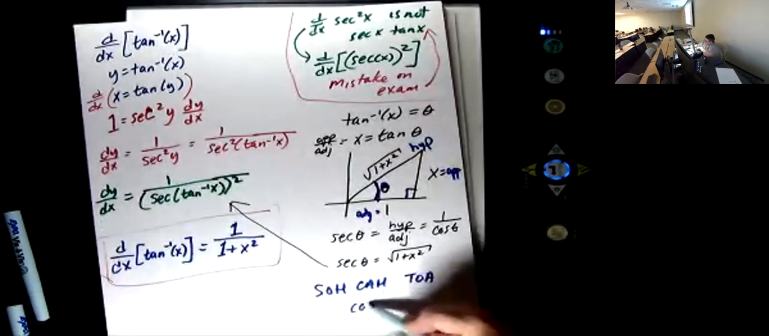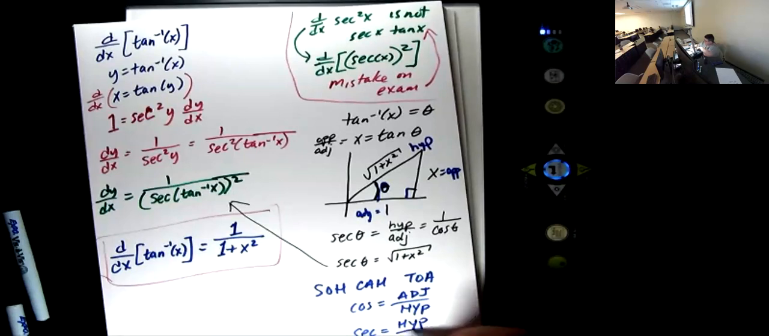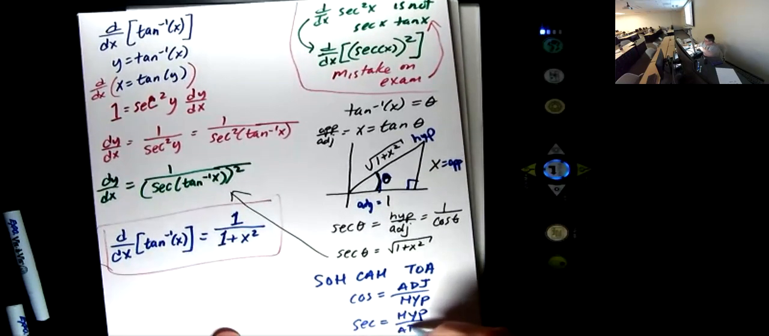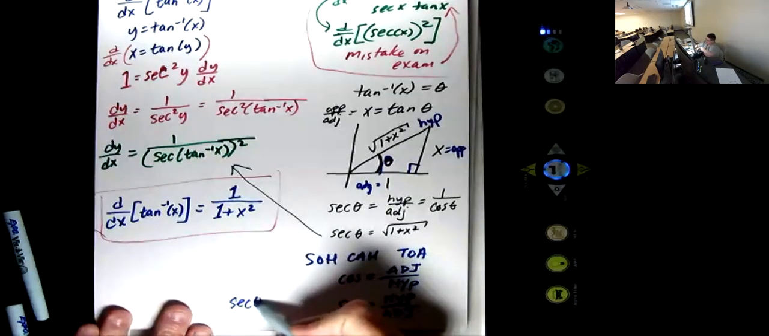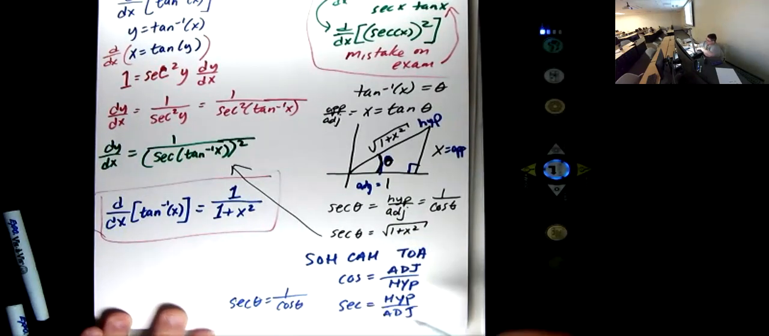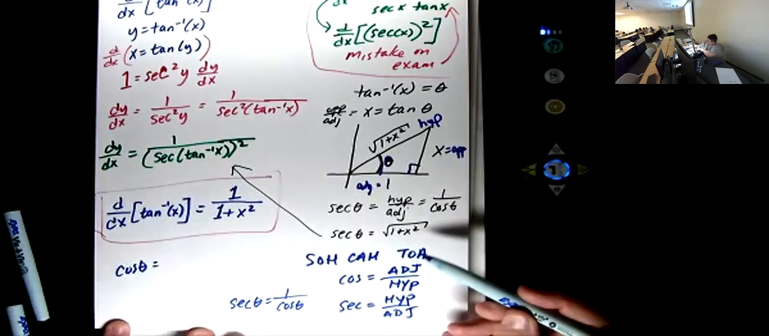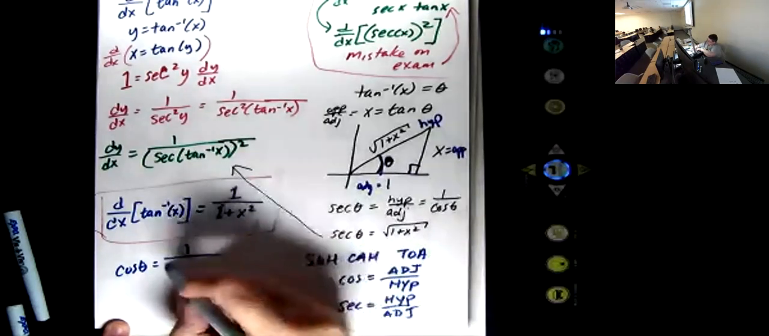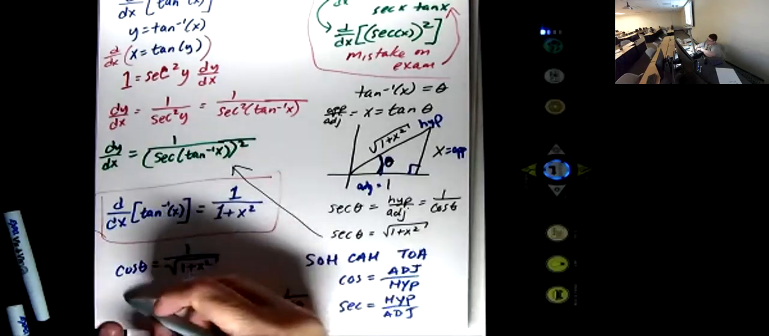So cosine is adjacent over hypotenuse, which means secant is that flipped over, because that's the relationship between secant and cosine. Secant theta is 1 over cosine theta. I could have done cosine theta here. Cosine theta is adjacent over hypotenuse, and then I flip this over, flip for secant.